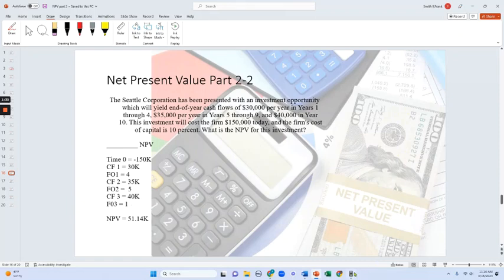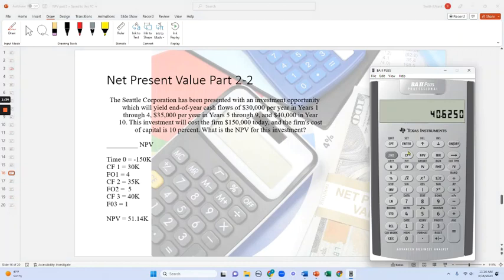So when you put this in your calculator, we can go ahead and do that. Probably helps to see it. So let's clear out the calculator. Time period 1 is 150 negative, and enter. And C01 was 30,000, and it actually occurs 4 times, so we entered that as 30. And it occurs 4 times for years 1 through 4.